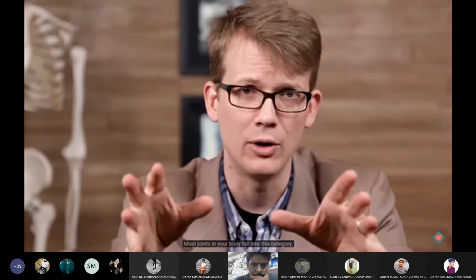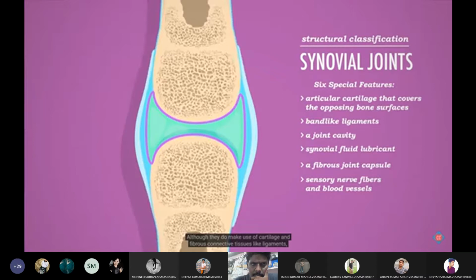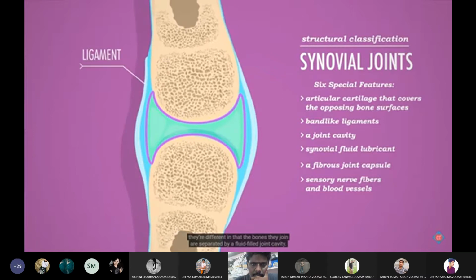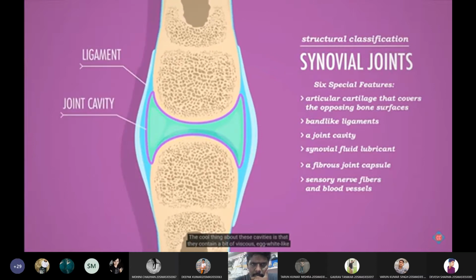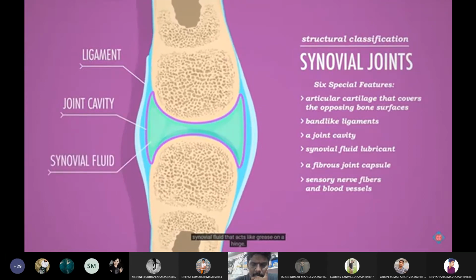Most joints in your body fall into this category. Although they do make use of cartilage and fibrous connective tissues like ligaments, they're different in that the bones they join are separated by a fluid-filled joint cavity. The cool thing about these cavities is that they contain a bit of viscous, egg white-like synovial fluid that acts like grease on a hinge.